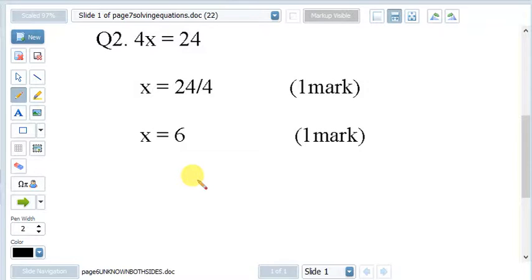Next one, 4 times x equals 24, so what we need to do is to bring the 4 times across, and if we bring 4 times across it becomes divide by 4. So it becomes x equals 24 divided by 4, which is 6.